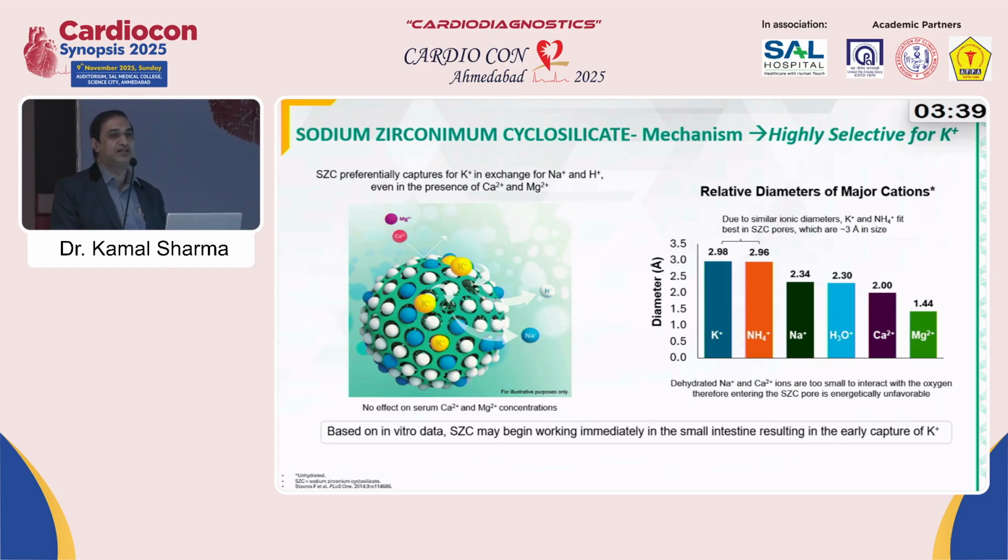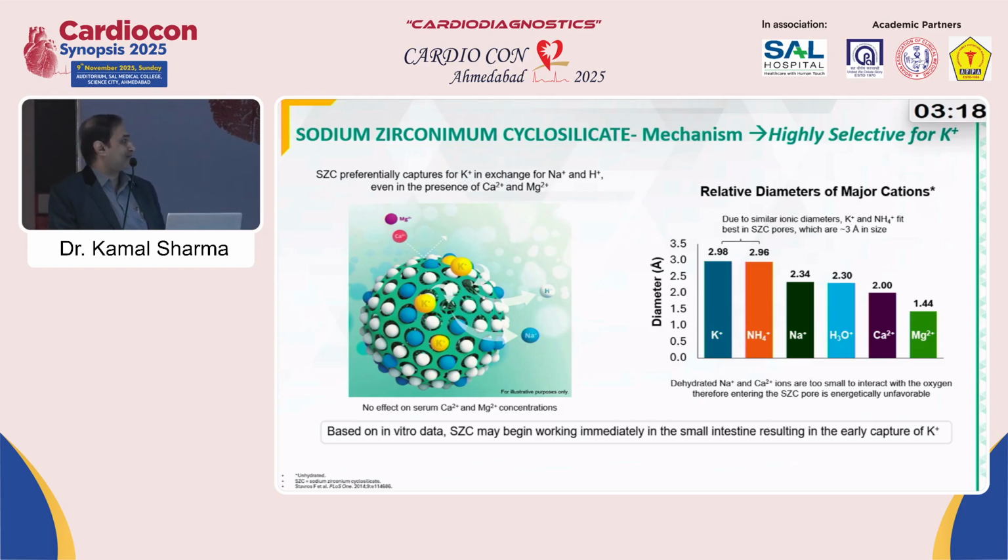Its onset of action is not before at least 2 to 3 days. Here is a binder which acts as soon as you have given the therapy. Its relative diameter of major cations is similar because of the diameters of potassium and NH4. They fit best into the pores of this molecule, which is the size of 3 angstroms.